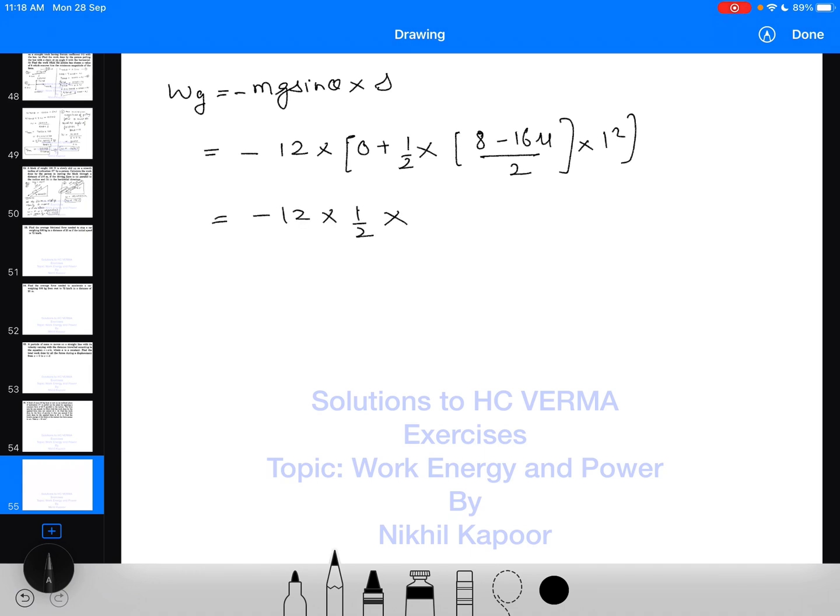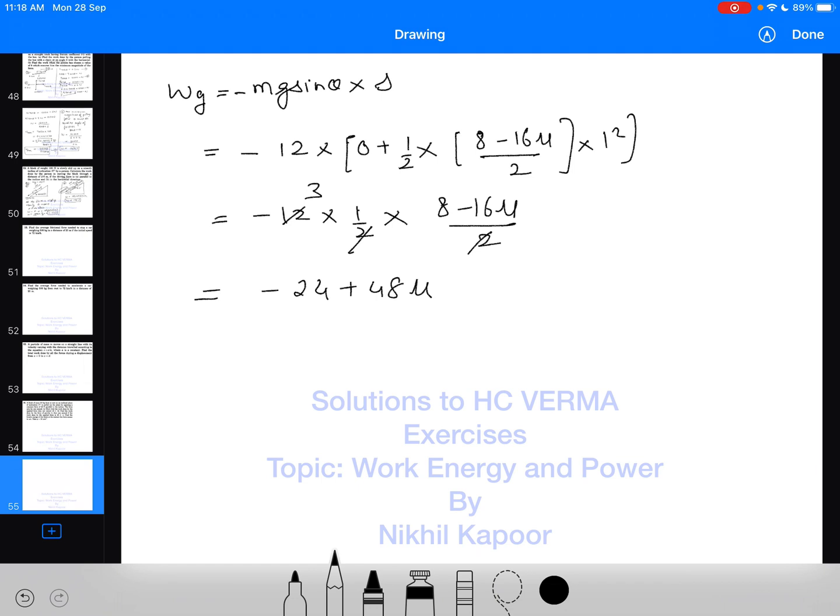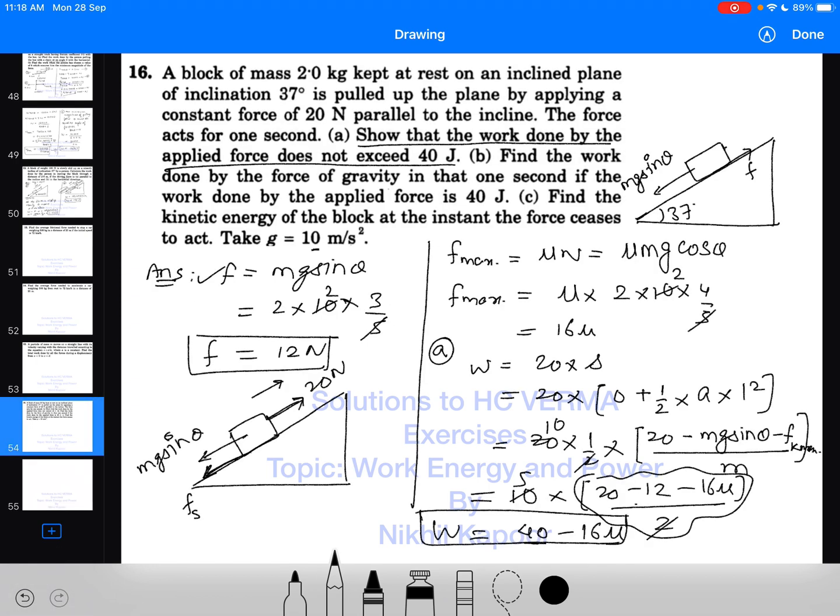So minus 12 into 1 by 2 into 8 minus 16 mu upon 2. So these 2 twos are 4 and 4 threes are 12. So this minus will go inside and become minus 24 plus 48 mu. Okay, and that is the work done by gravity. That comes out to be 48 mu minus 24.